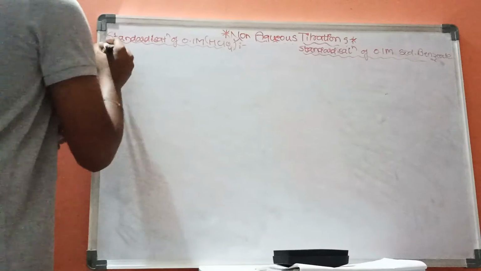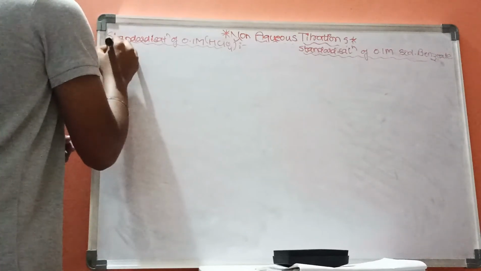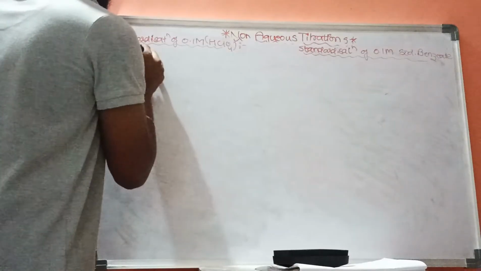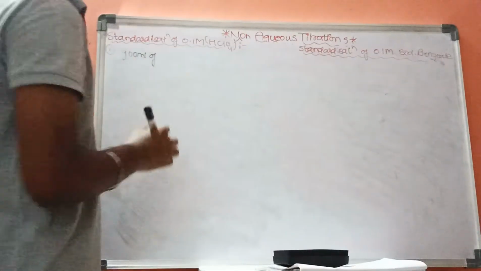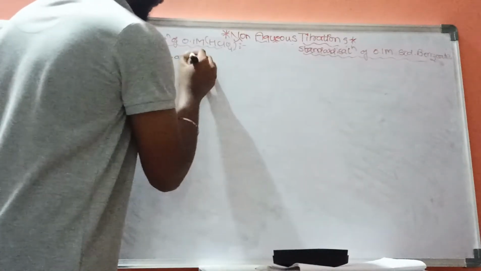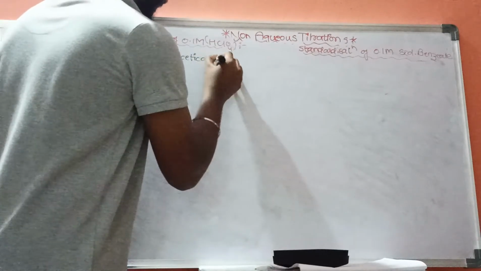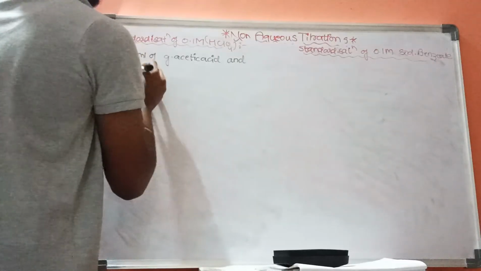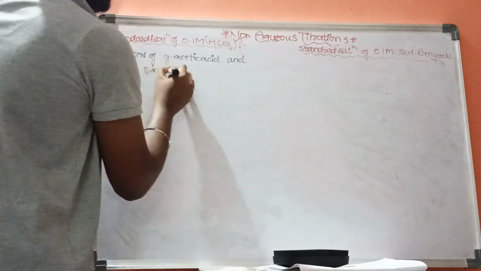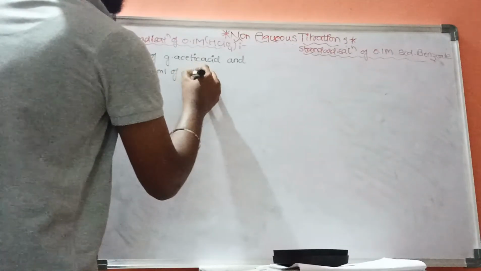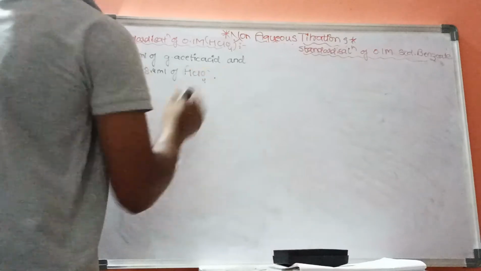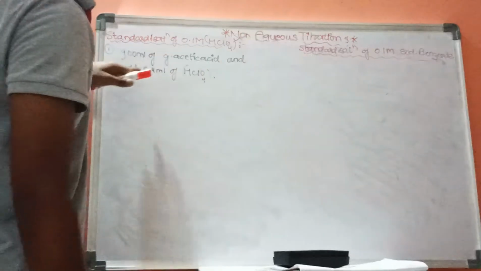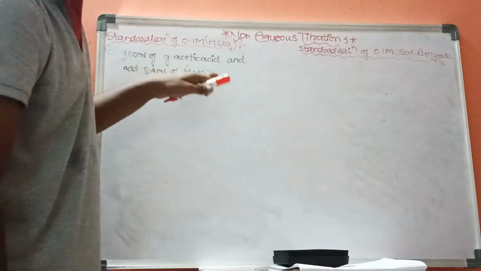Now, in this, first take 900 ml of glacial acetic acid, and add 8.4 ml of perchloric acid. Take 900 ml of glacial acetic acid in a 1000 ml conical flask and add 8.4 ml of perchloric acid.